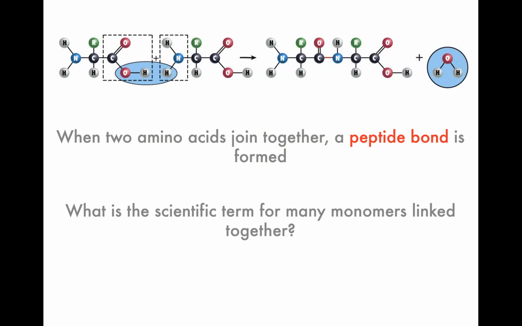Proteins are basically just these linear assemblages of amino acids. The scientific term for many monomers linked together is polymers. So the polymer in this case is the protein. The building blocks are the amino acids. We join amino acids together via a peptide bond.